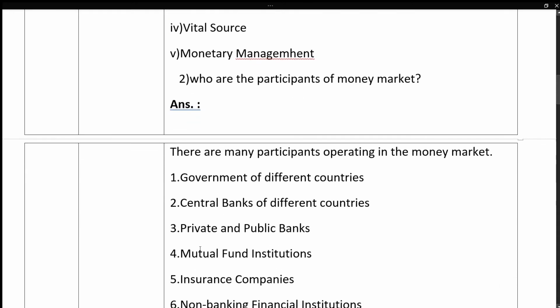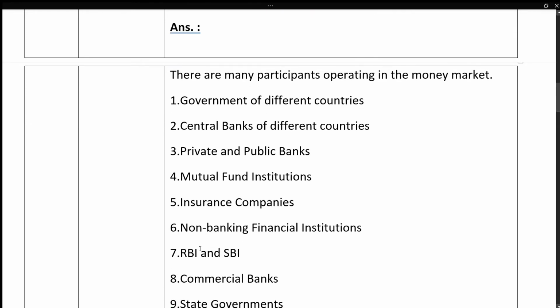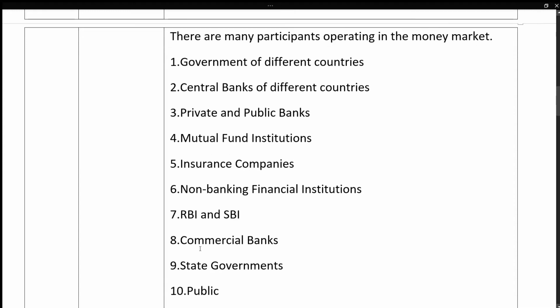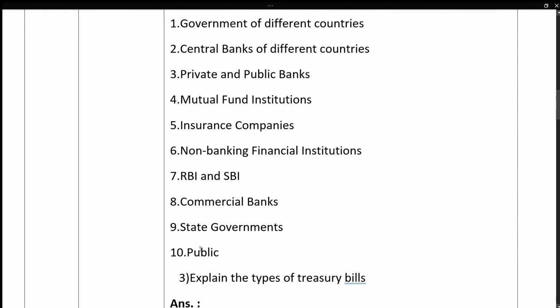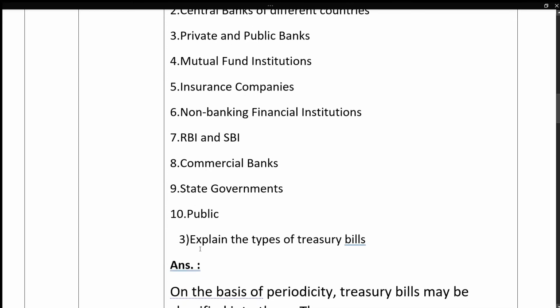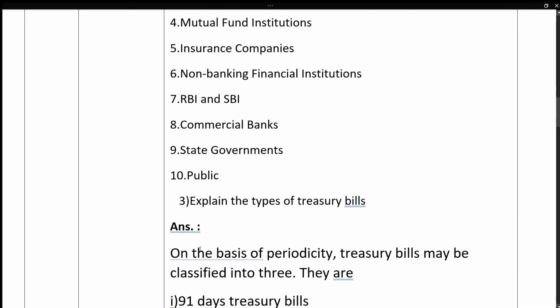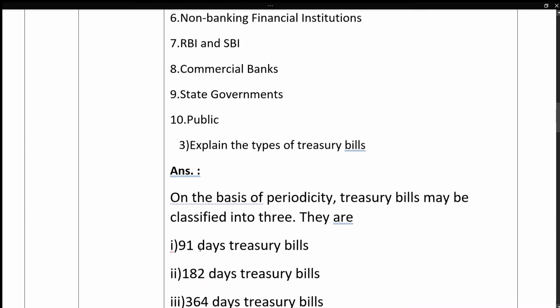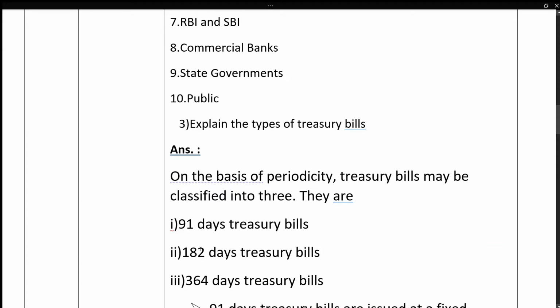And who are the participants of money market? Here there are many participants operating in the money market. They are governments of different countries and central banks of different countries, private and public banks, mutual fund institutions, insurance companies, non-banking financial institutions, RBI and SBI, commercial banks, state governments, public. So these are the participants in the money market.